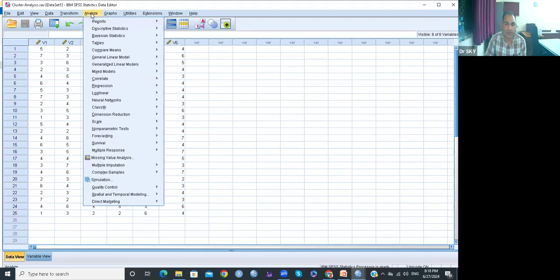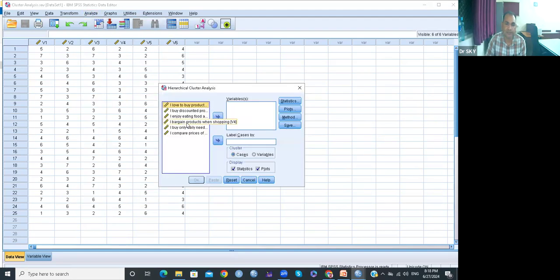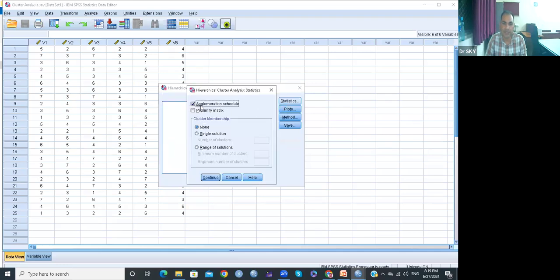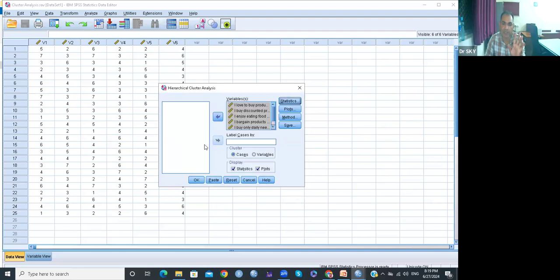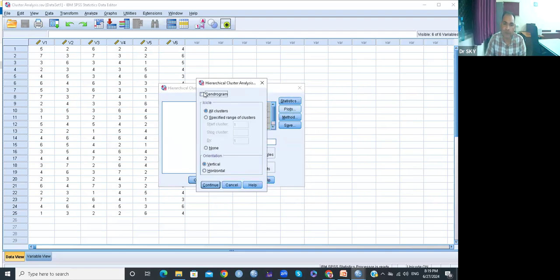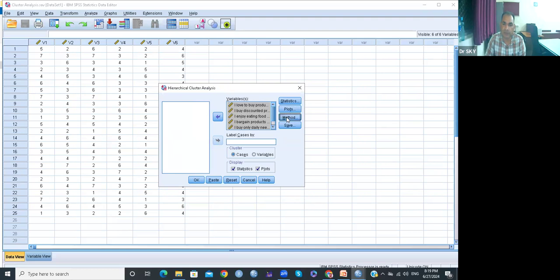Now go to analyze, then classify, and go to hierarchical cluster analysis. So you put all the variables here. Now go to statistics, agglomeration schedule and proximity matrix. If you need, then you can have a proximity matrix as well. Click on continue. Then go to plots. This is very important, that we should check the dendrogram. Click on continue, then go to method.